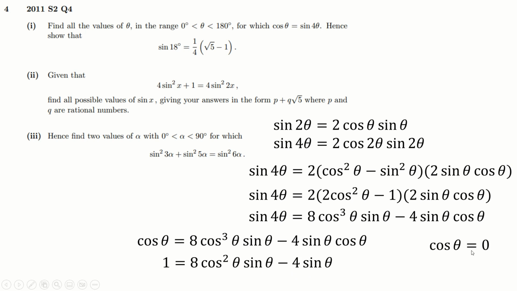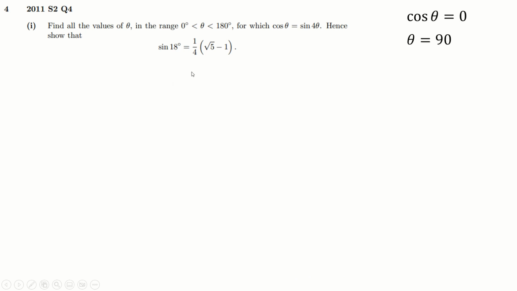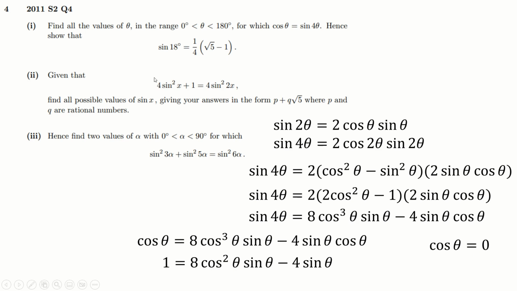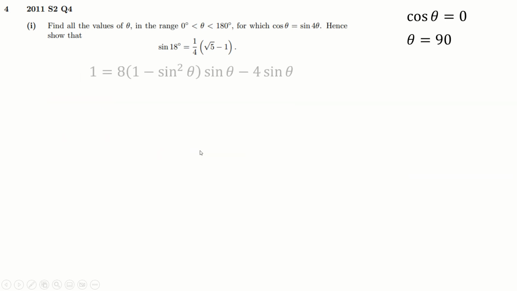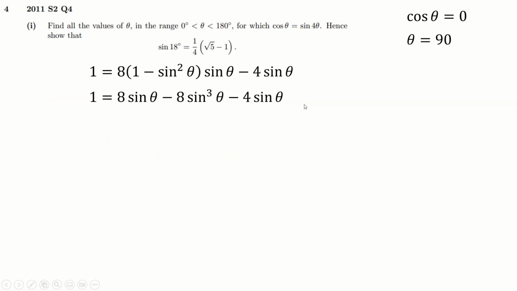So cos theta equals 0 has a couple of solutions in this range. Or does it just have one? Just the 90, right? But then we can change this cos squared into a 1 minus sine squared and keep going. With some signs, we get this. Some stuff cancels. You get this cubic here.